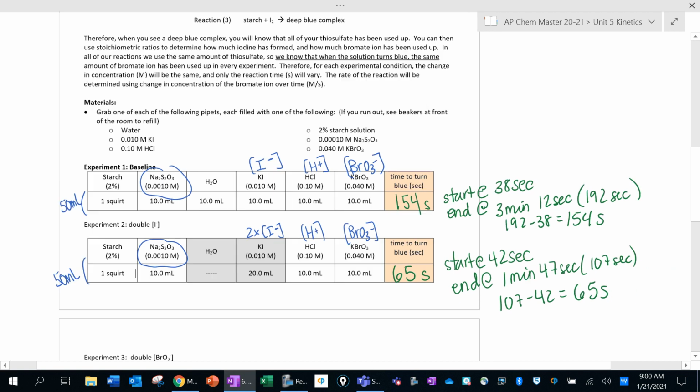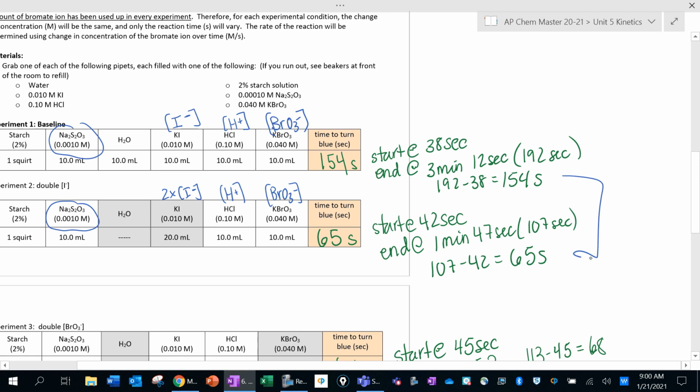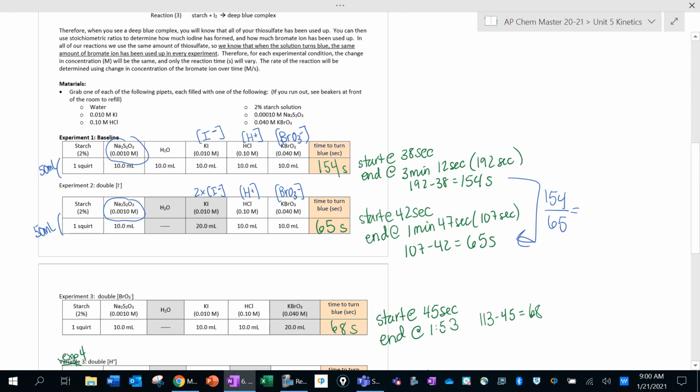And if you compare these two values here, what I'm going to do is this. I'm just going to say 154 divided by 65. I can tell it's going faster. 65 seconds is a lot faster than 154 seconds, right? And if I divide these two numbers and divide my bigger number by my smaller number, it looks like it's going about 2.36 times faster.